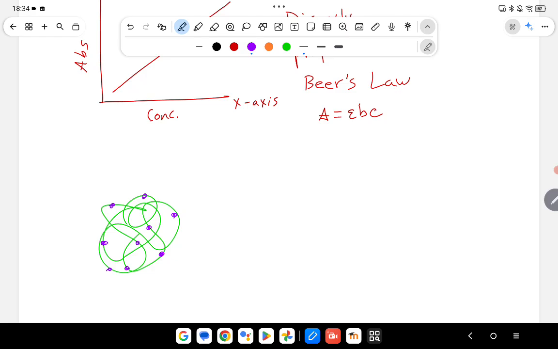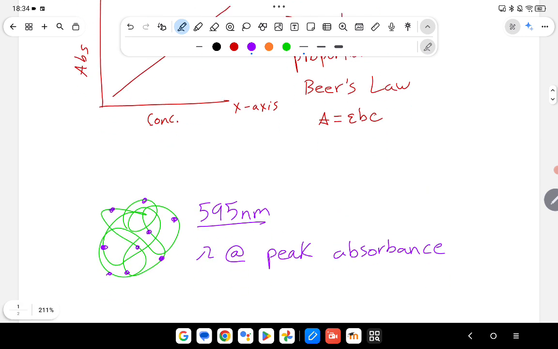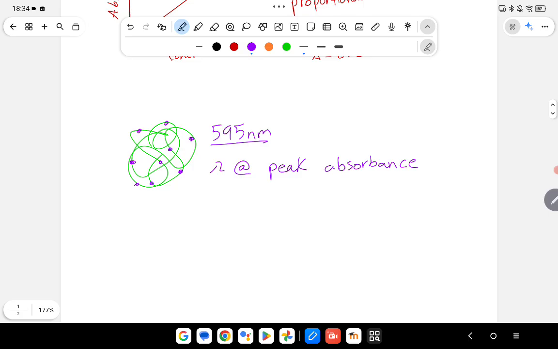So the wavelength for this dye is 595, and this wavelength in particular is the wavelength, lambda, at which you get a peak absorbance. Basically this is the wavelength where it's most sensitive and will give us the best estimate. So that's the importance of this wavelength.